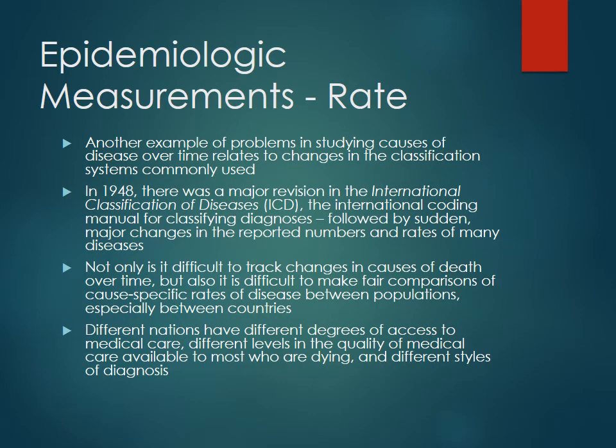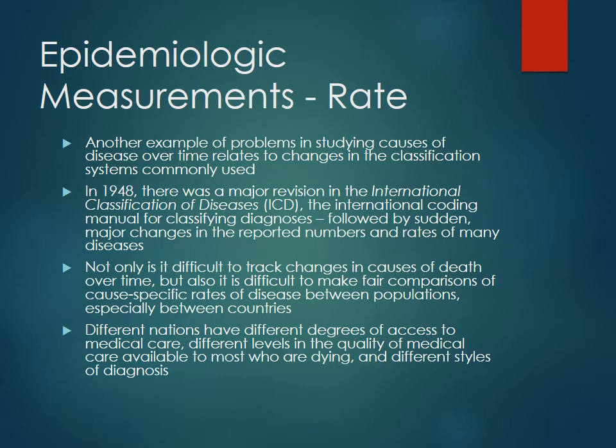Another example of problems in studying causes of disease over time relates to changes in the classification commonly used. You guys are familiar with the ICD coding system, right? We recently made a switch from 9 to 10. On the pharmacy side, we never really deal with ICD-9 or ICD-10 codes, but you guys certainly will in your charting and whatnot. Looking at this, you can see these numbers will change over time, so it's important to make sure you're doing apples to apples.